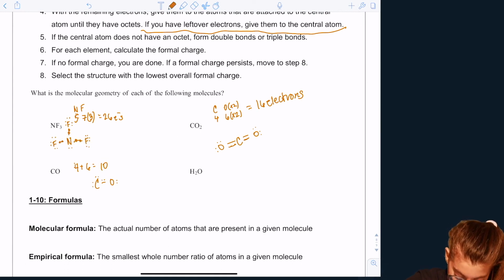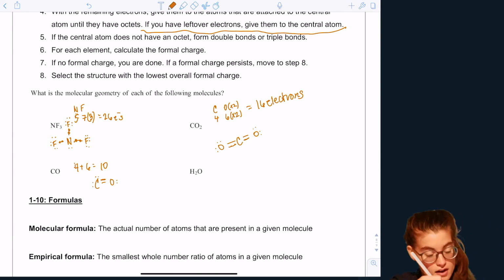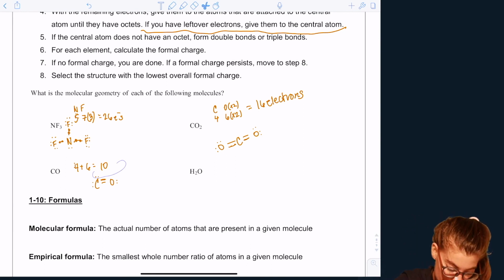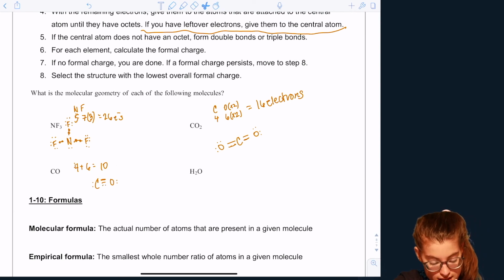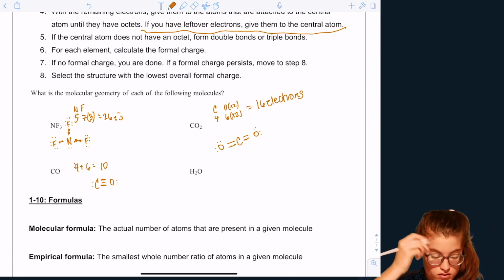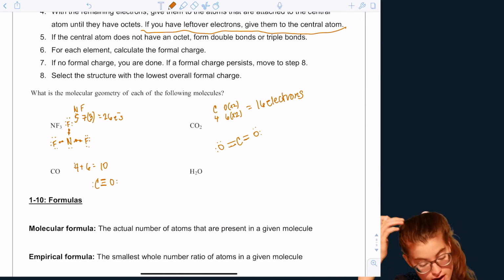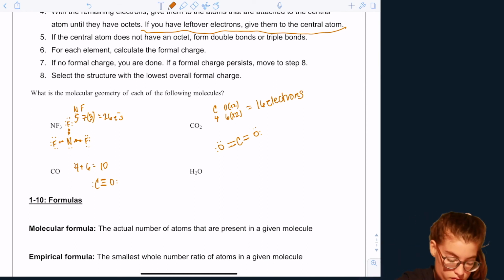So now it will look like that. Still, we don't have an octet on the carbon or the oxygen, so let's do it again. Let's take this lone pair on this carbon and move it in as another pi bond. So that actually is 2 pi bonds now. Now, does the carbon have an octet? 1, 2, 3, 4, 5, 6, 7, 8. Yes. Does the oxygen have an octet? 1, 2, 3, 4, 5, 6, 7, 8. Yes, everyone has an octet.